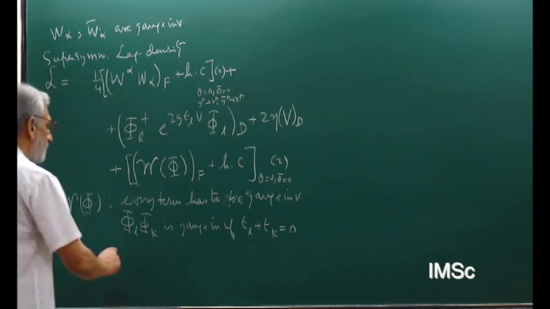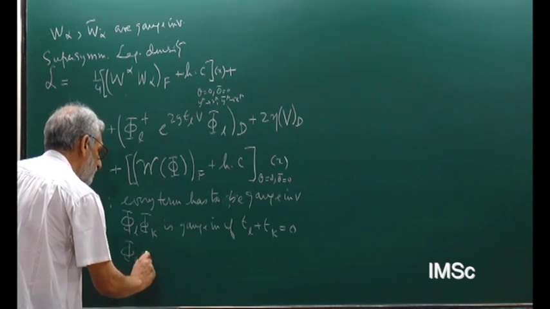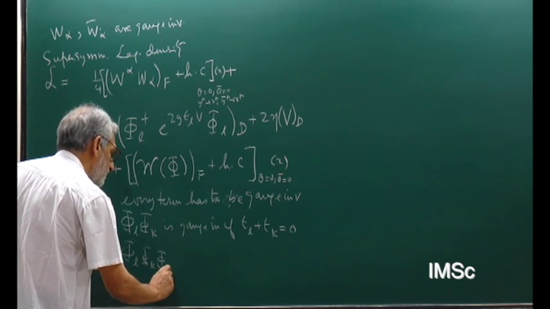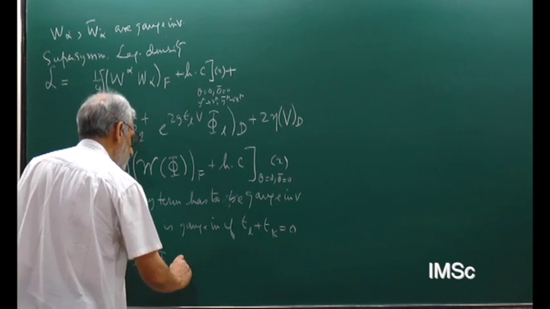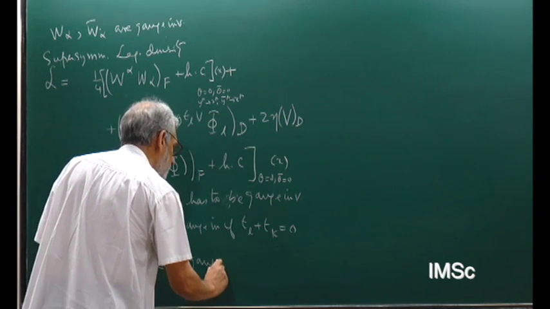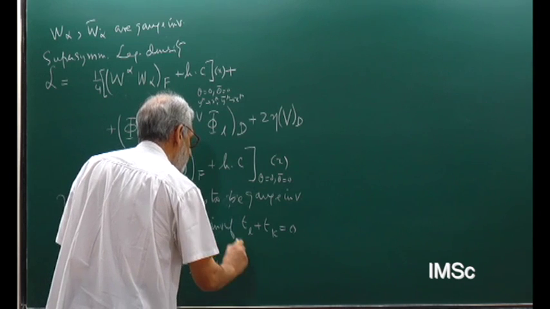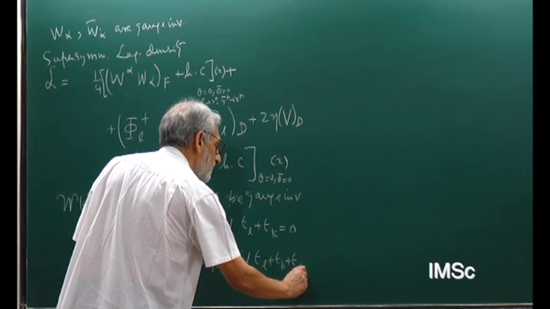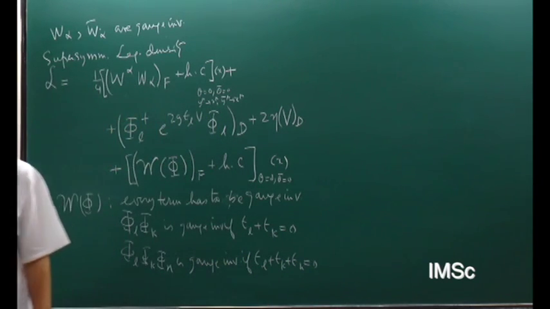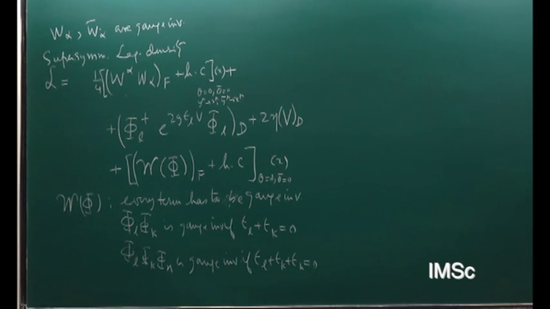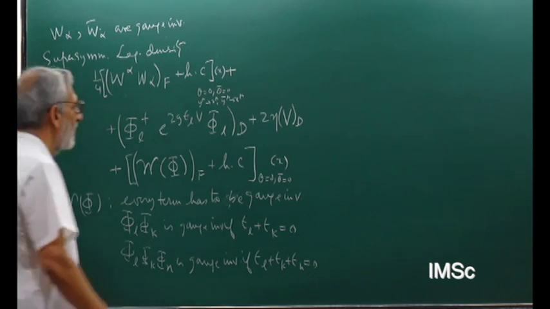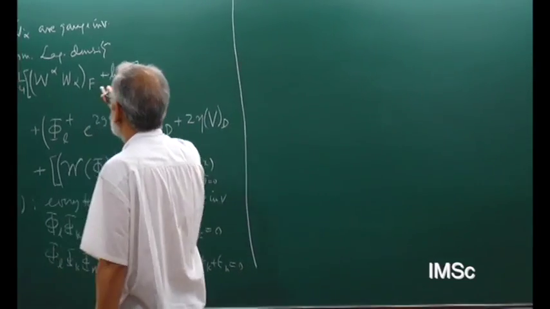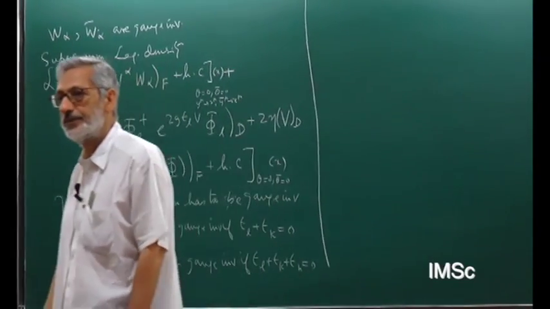Or if you have a term with a cube, it is gauge invariant if T_L plus T_K plus T_N is 0. So that would be the most general supersymmetric Lagrangian density for a U(1) gauge theory.